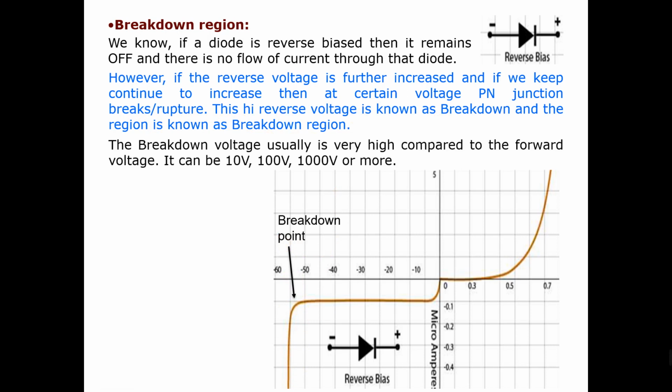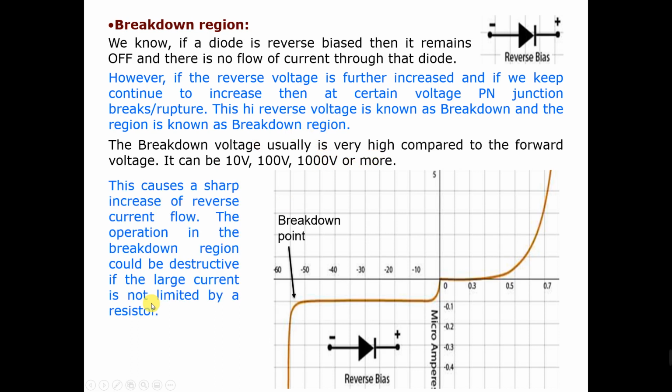The breakdown voltage usually is very high compared to the forward voltage. It can be 10 volt, 100 volt, 1000 volt, or more. It depends on the material and the size of the diode. If the diode is designed for very high voltage and very high current, then its breakdown point will be very high. If the diode is designed for very low voltage and very low current, then of course its breakdown will not be as high as this value.